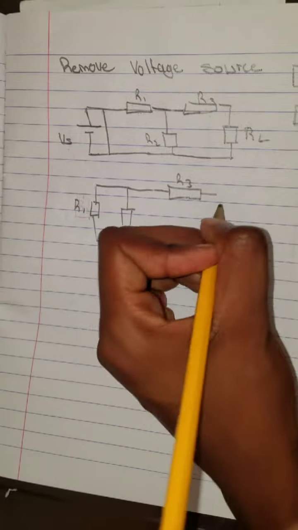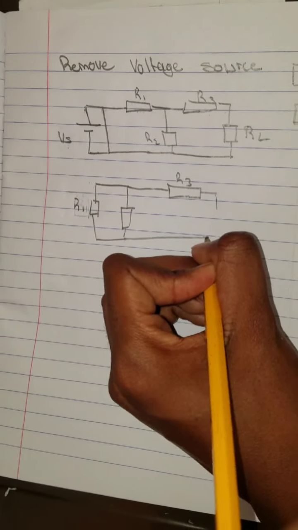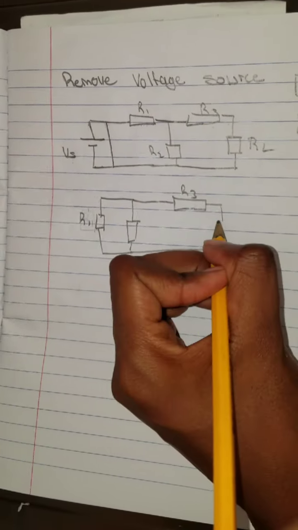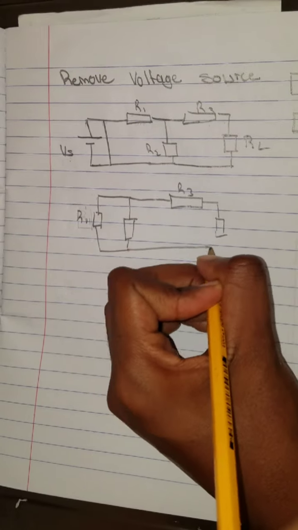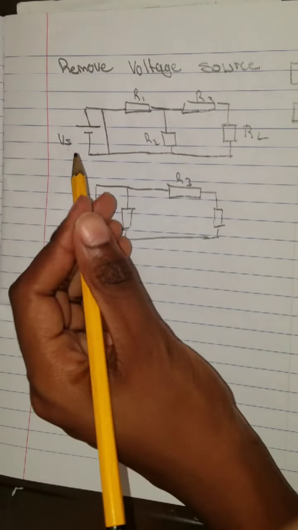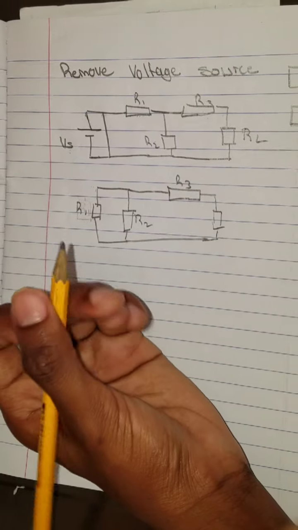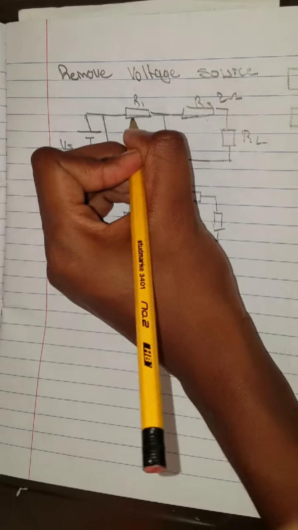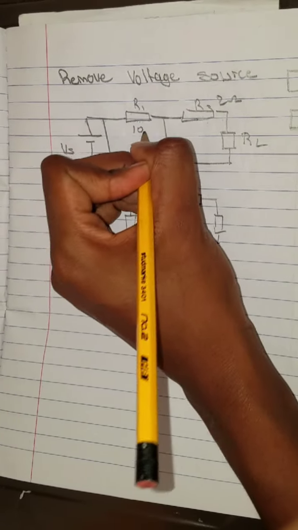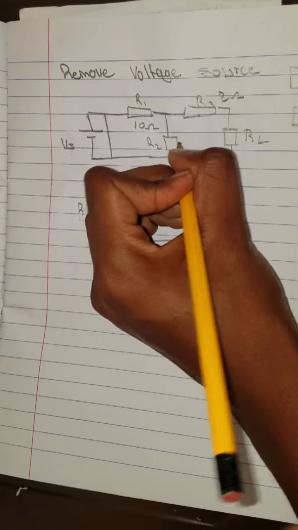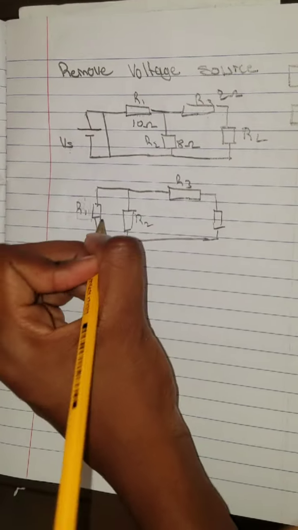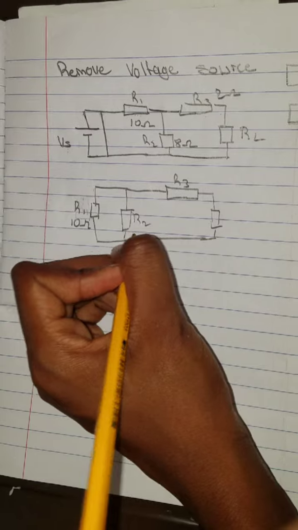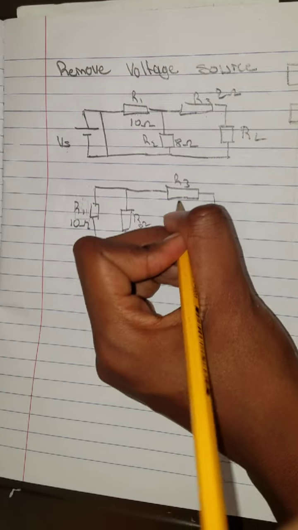You don't have to pay any mind to your load, because we're not going to really use it right now. The load is like a bulb or something you use to test the circuit. So what we're focusing on right now is R1, R2 and R3. Our values were R1 is 10 ohms, R2 is 8 ohms and R3 is 2 ohms.